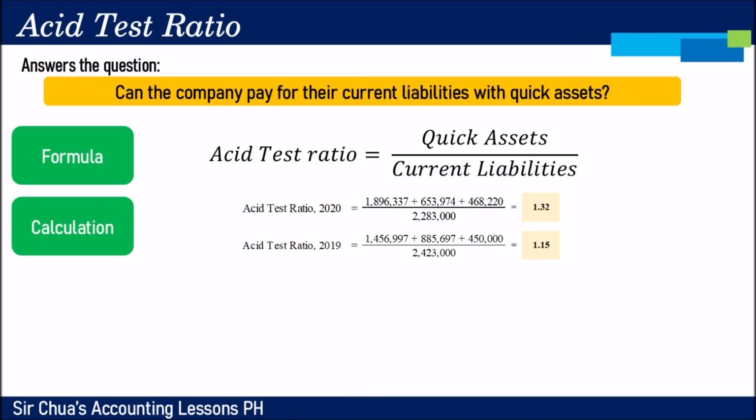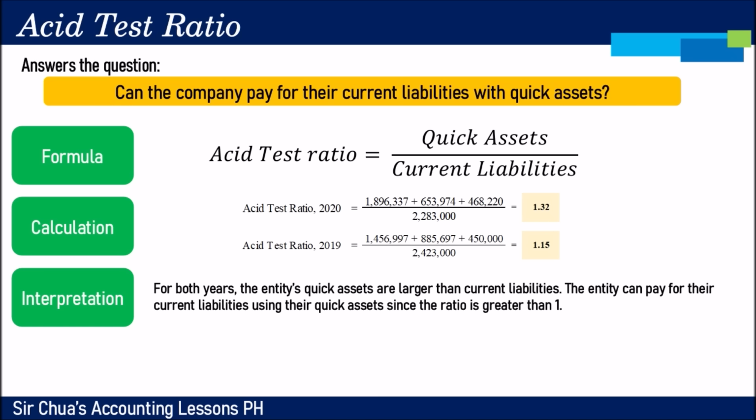Okay. So, sir, pareho lang po ba ng analysis ang acid test ratio at ang current ratio? Actually, yes. Kasi ang gusto lang din po natin for both of those ratios, dapat greater than 1. Ibig sabihin, your numerator is greater than the denominator. And when the numerator is greater than the denominator, ibig sabihin, your quick assets can cover your current liabilities. Okay. So, what will be your interpretation? For both years, the entity's quick assets are larger than current liabilities. Kita naman natin, the entity can pay for their current liabilities using their quick assets since the ratio is greater than 1. So, that's favorable for the company.